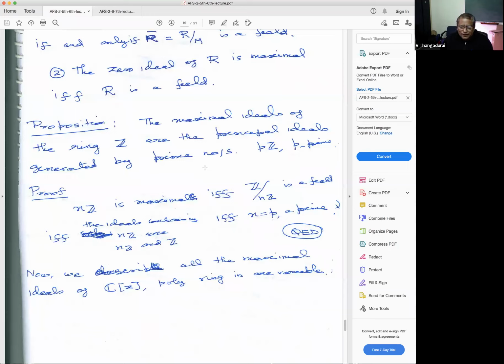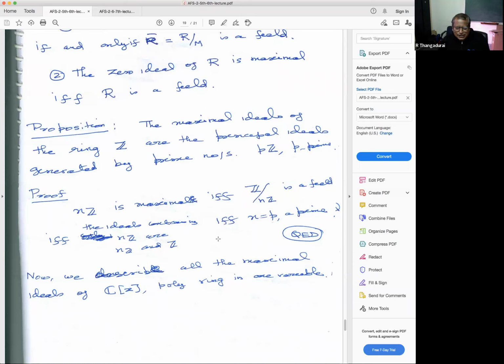Okay. If n is not prime, it is a composite number, then you can find more ideals, one more ideal which contains nZ. Therefore it is if and only if n must be a prime, since the only ideals containing nZ are nZ and the whole ring Z. Okay, this is just easy to check.